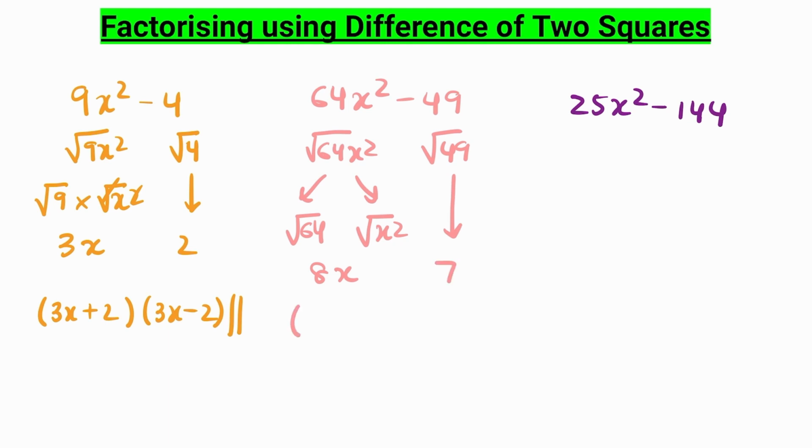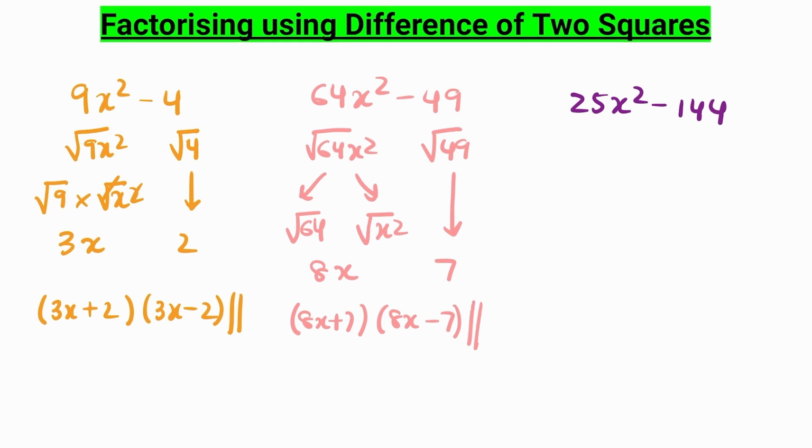After that, we should put two pairs of brackets like this, and then put each of the terms into each of the brackets: 8x, 7, 8x, 7. After that, plus in one pair of brackets and minus in the other pair of brackets. Now here we have 25x squared minus 144. How can we factorize this expression?